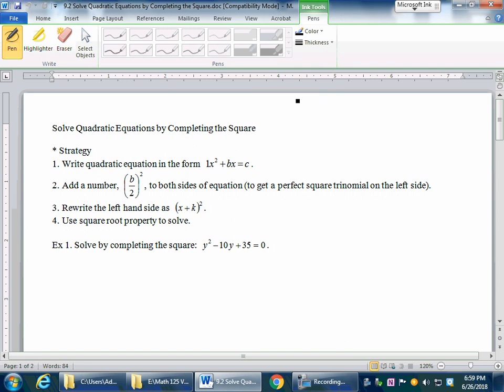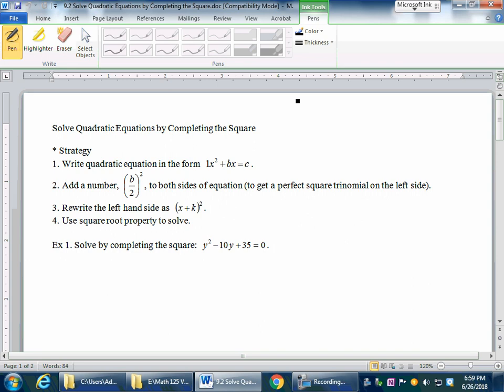So the completing the square method is one of the methods that we use for quadratic equations that are not factorable and not applicable by the square root property.